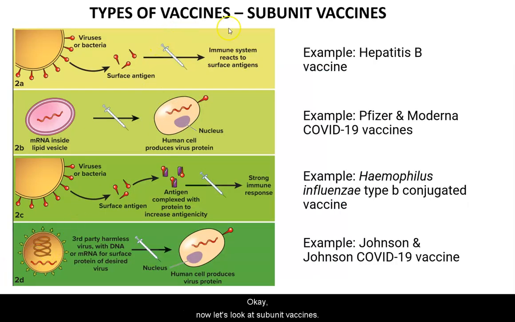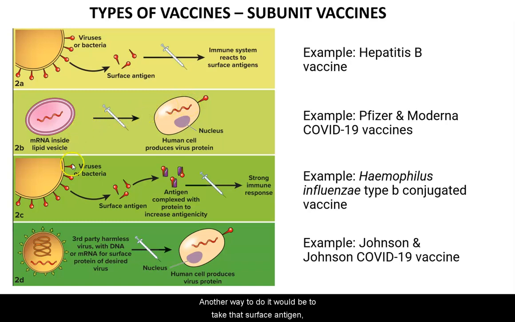Okay, now let's look at subunit vaccines. So a simple subunit vaccine here would take something like a surface antigen from a virus or a bacterium and inject that antigen into the body, and the immune system is going to react to that antigen and build a response to that particular antigen. An example here would be the hepatitis B vaccine.